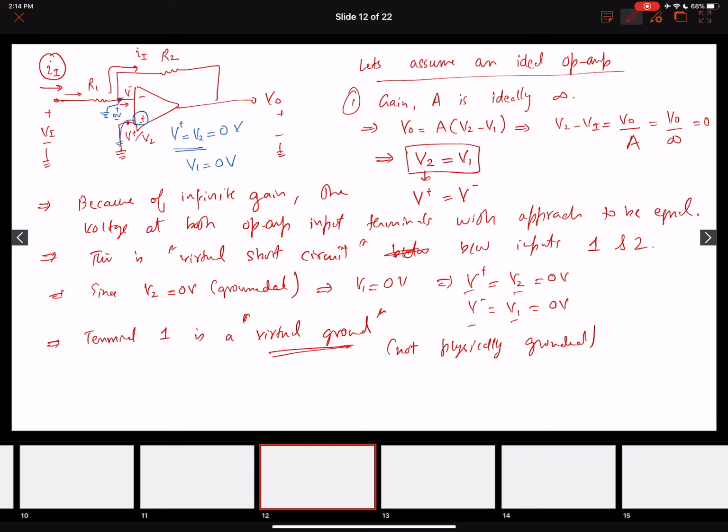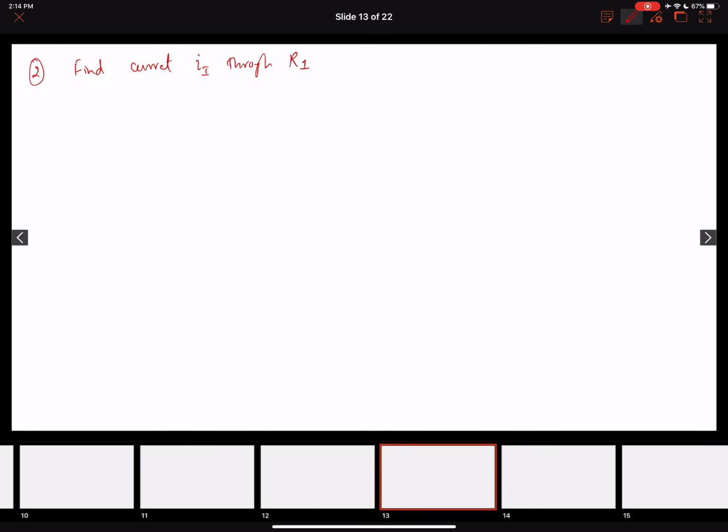I can see it from here. This is one node and this is the second node, so we can easily use Kirchhoff's laws. Our II is going to be the difference of the voltages divided by the resistance. So II will be equal to VI minus V1 over R1. We know that V1 is 0 volts because it's a virtual ground. So our II will be equal to VI over R1.